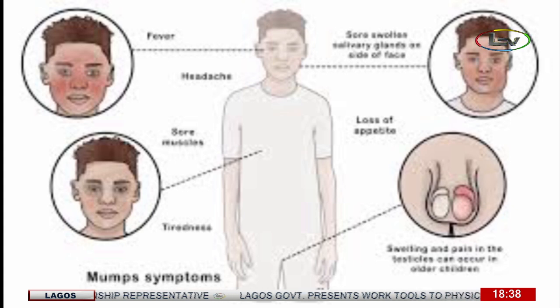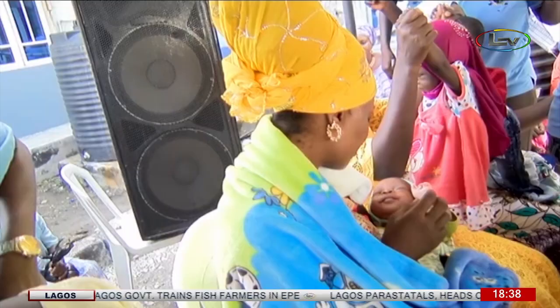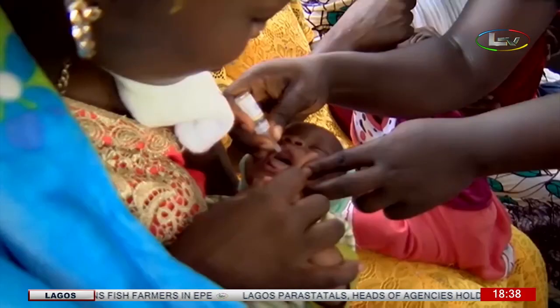The most known risk factor is when these children are not vaccinated. However, if a vaccinated child eventually comes down with mumps, it's going to be a very mild form of the disease. Is this condition preventable in children?